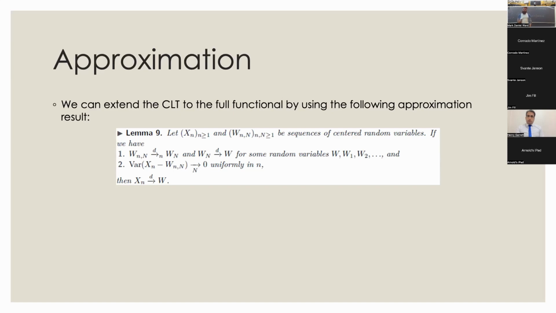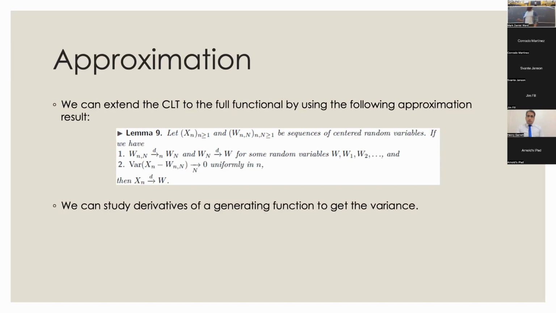And this can actually be done by studying yet another version of the same generating function. Then we can see, by using singularity analysis, that the variance actually goes to 0 in the way we want. And this gives us the full result that we wanted. And yes, that's actually everything I wanted to say. Thank you.